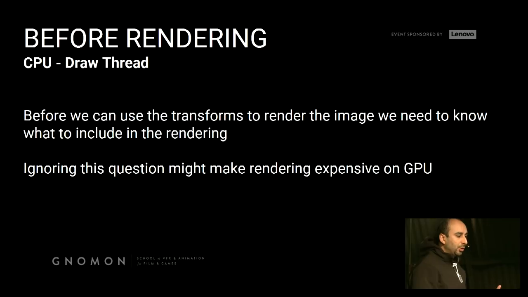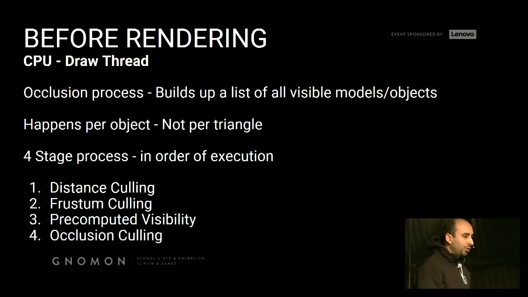However, we will be pushing a lot of objects to be rendered on the GPU, which is not really wise if we are concerned about performance. So this thread is very important, and it does something called the occlusion process to build a list of all the visible objects in our scene. Of course, it happens per object. It doesn't happen per triangle because it would be a lot of overhead to process triangle by triangle. So it processes object by object, even if it's less accurate.